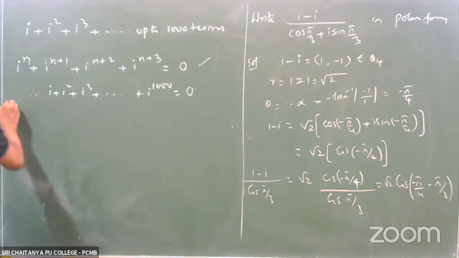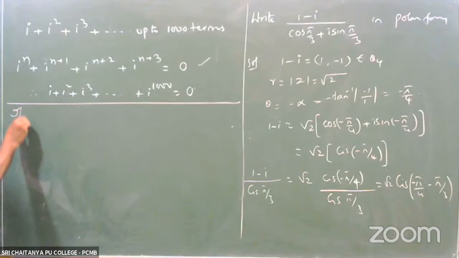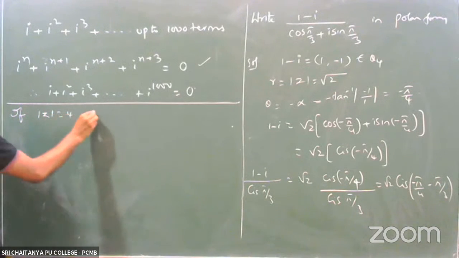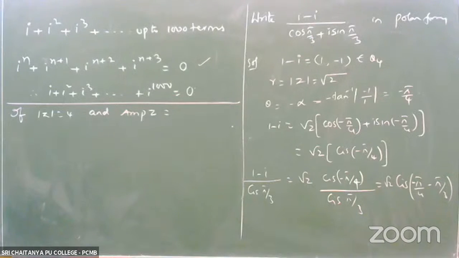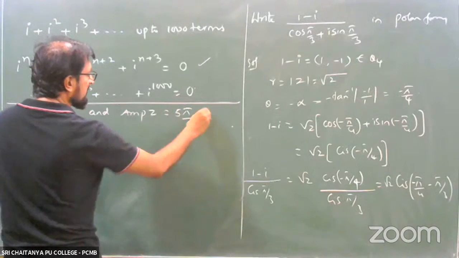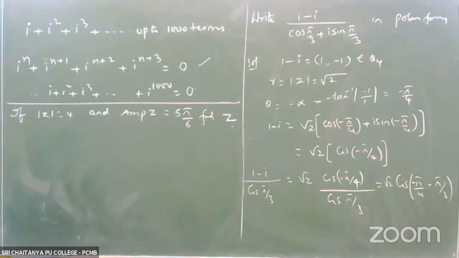Now, take down the next question. If mod z is equal to 4 and amplitude of z is equal to 5 pi by 6, then find z. This is a very different question. Earlier, by giving a complex number, he asked us to find the modulus and amplitude form. But here, in the reverse process, he gave the modulus and amplitude and asked you to find z, the complex number.